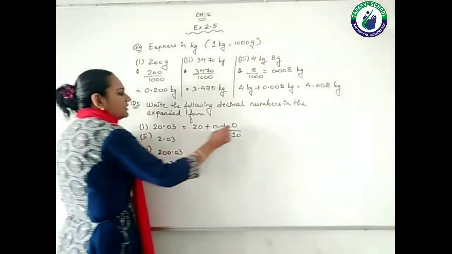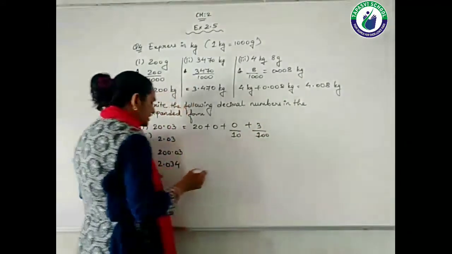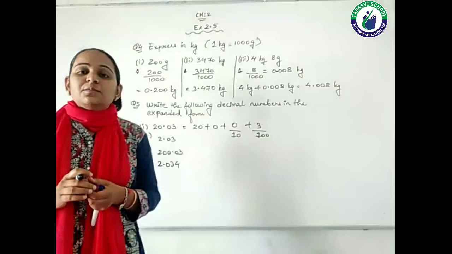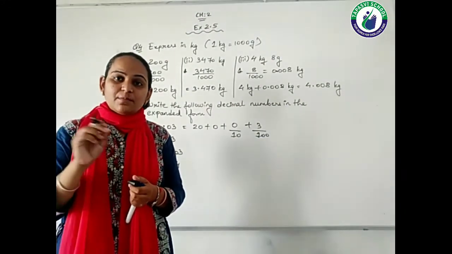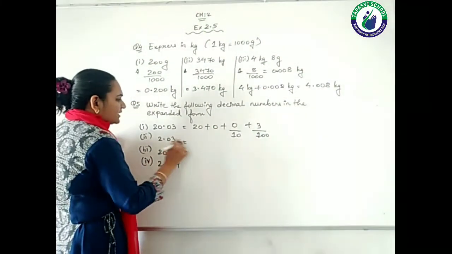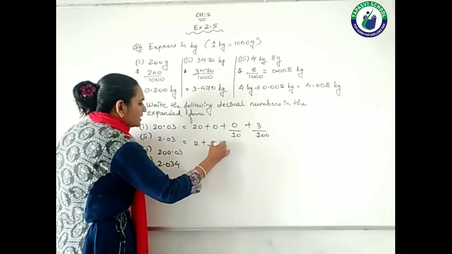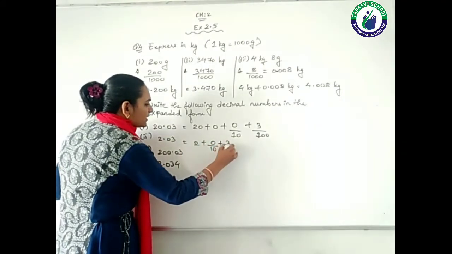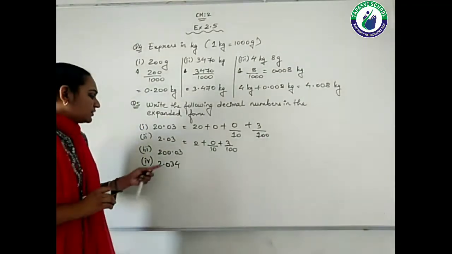Next one is this 3. The place of this 3 is 1000, students, sorry, 100, students. I am sorry for it. The place of this 3 is 100, so that's why I have written upon 100. Now next one is this one, students. This 2 is at the 1st place. This 0 is at the 10th place, so 0 upon 10. This 3 is at the 100th place, so 3 upon 100. Is it okay?